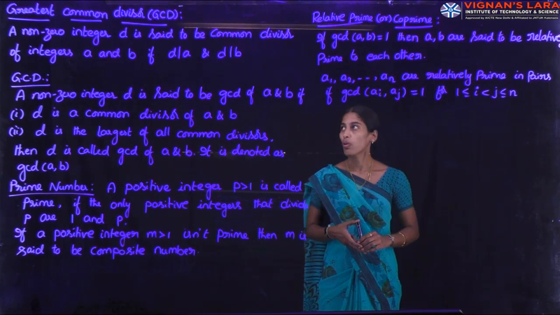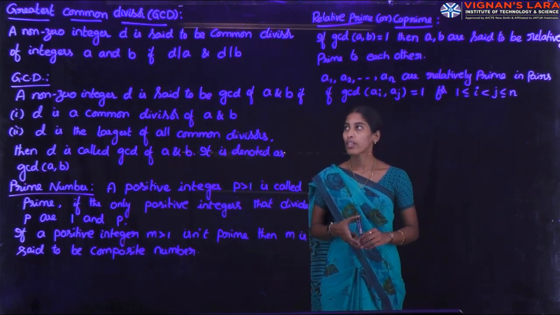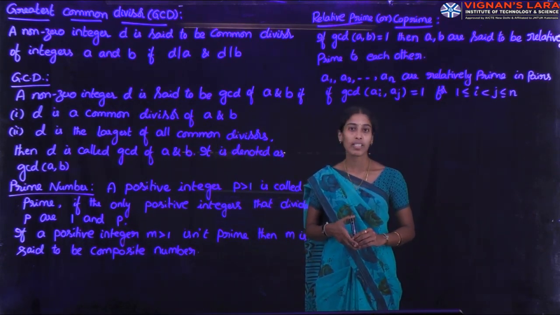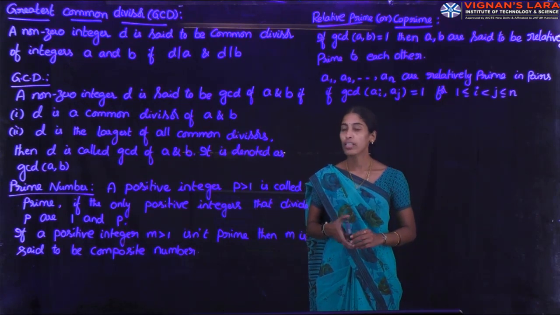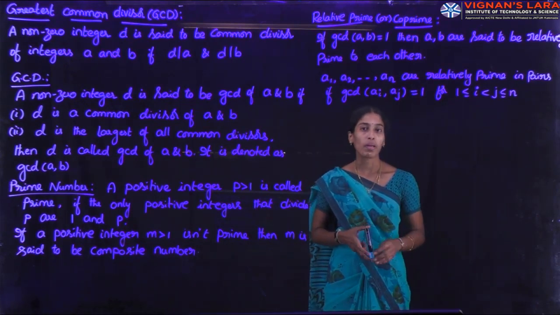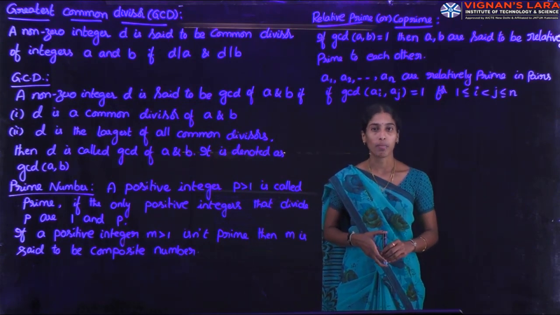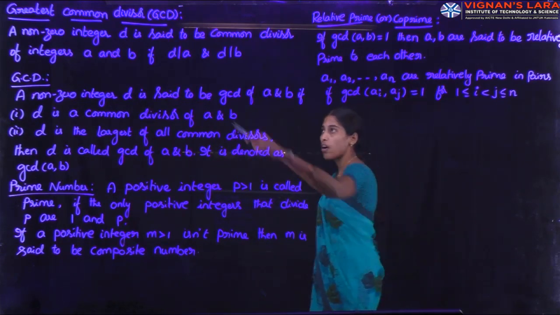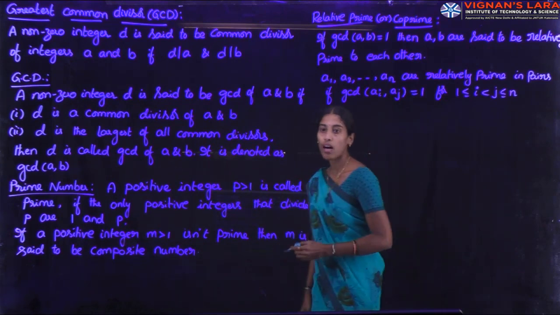Right, now in this class, we will discuss the definitions of GCD, greatest common divisor, and then the definition of prime number and relatively prime or co-prime. Next one is the Euclidean algorithm, right? So first we see the definition of greatest common divisor or GCD.